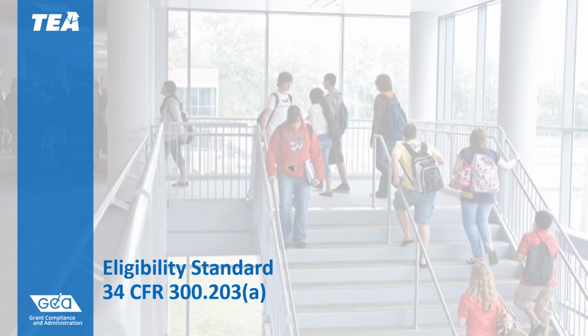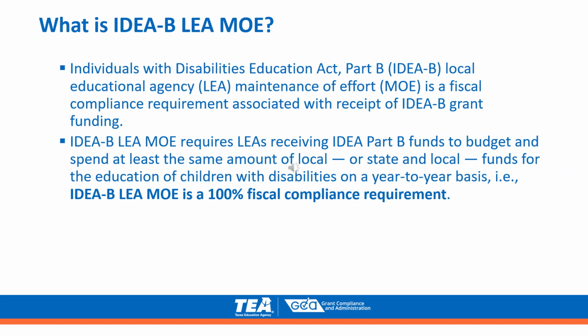Let's touch on what is meant by the eligibility standard. IDB LEA maintenance of effort requires LEAs receiving IDB funds to budget and spend at least the same amount of local total and per capita, or state and local total and per capita, funds for the education of children with disabilities on a year-to-year basis. IDB LEA MOE is a 100% fiscal compliance requirement.